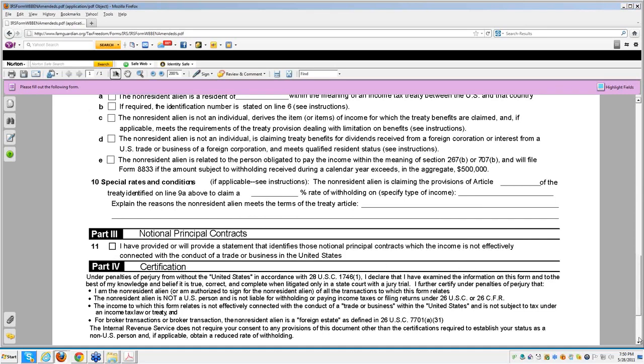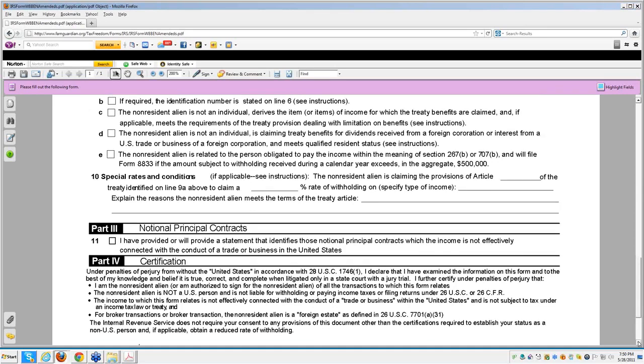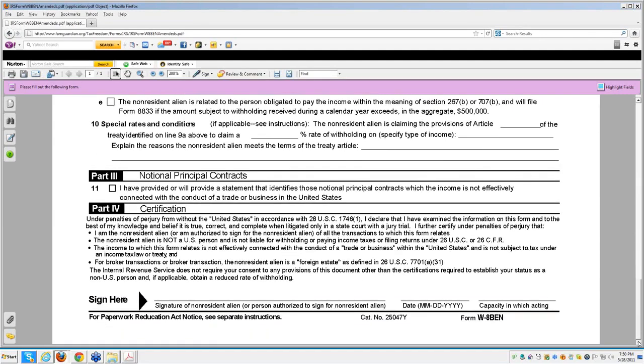Okay, certification. You just sign it, upper and lowercase. And the capacity, you put national of the United States. Right.